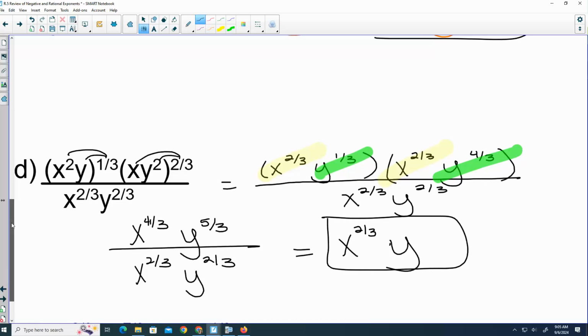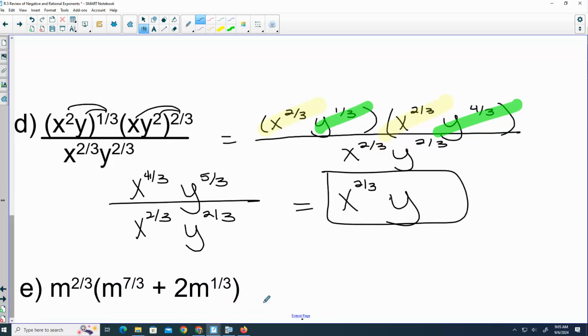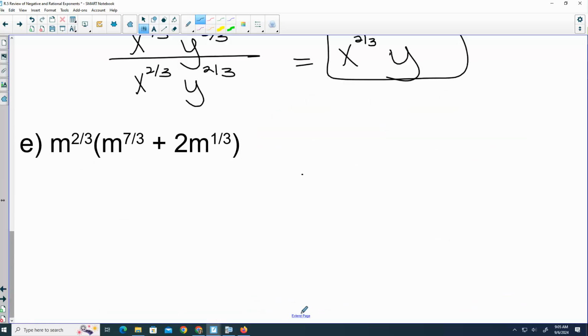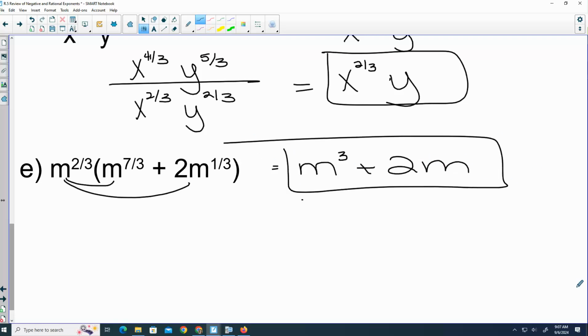Any questions there? You guys simplified this problem. A power to a power, the m is written each time, so you add your exponents. 2/3 plus 7/3 is 9/3, which is just 3. Okay? 1/3 plus 2/3 is 3/3, or just 1. So you get m to the 3rd plus 2m. Those are added, not multiplied, so I can't do anything else, not like terms.